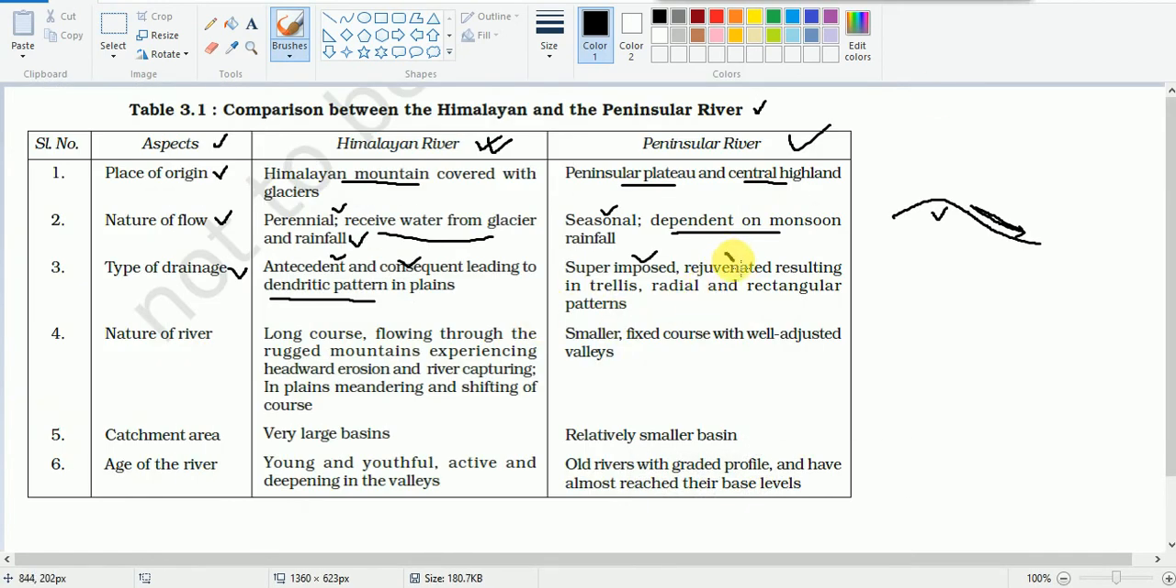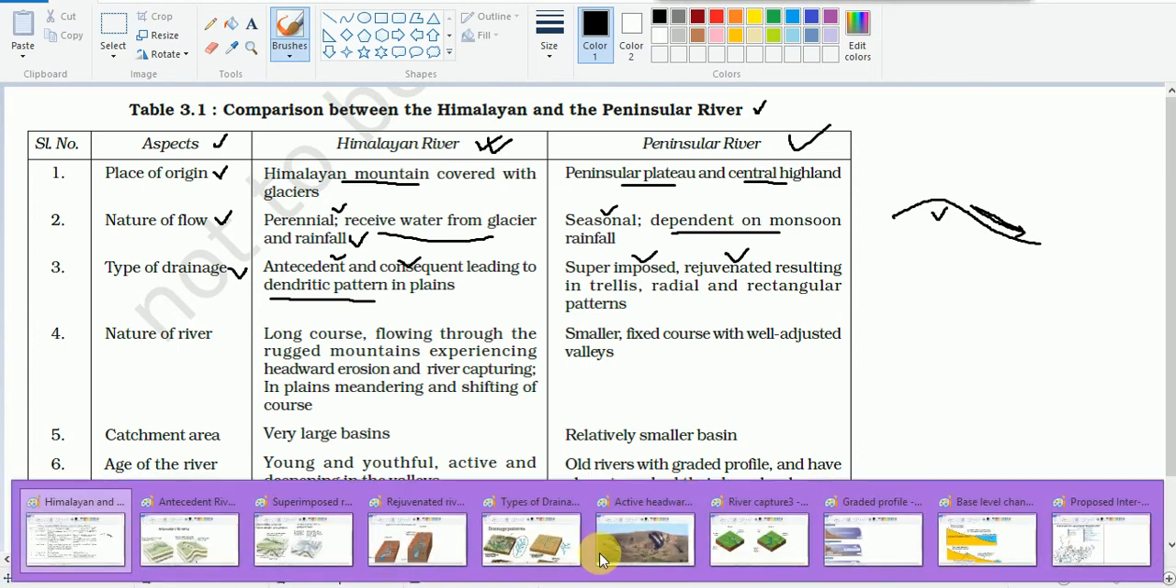Rejuvenated. Okay, what do you mean by this rejuvenation? Rejuvenation means resurrection, the renewed vigor of a once active process. Actually, rejuvenated streams and rivers are the rivers which regain energy due to the uplift of the land through isostasy or by a fall in the base level, that is, a fall in the sea level.